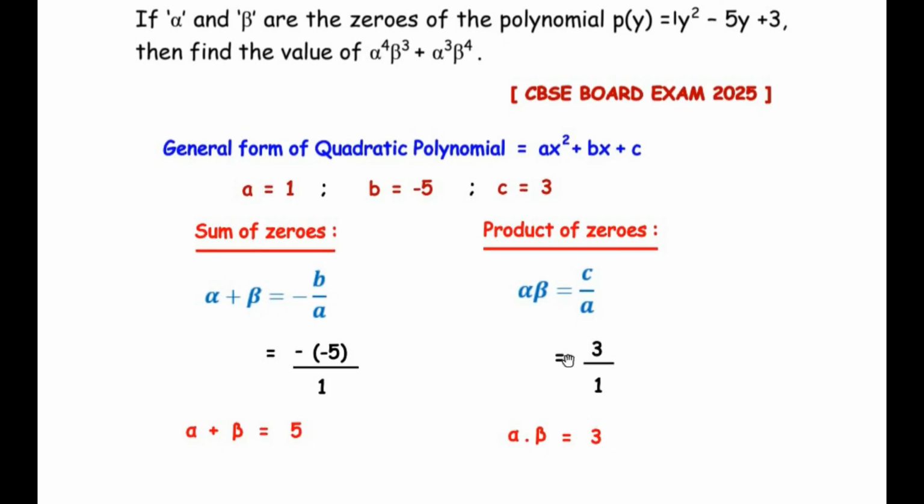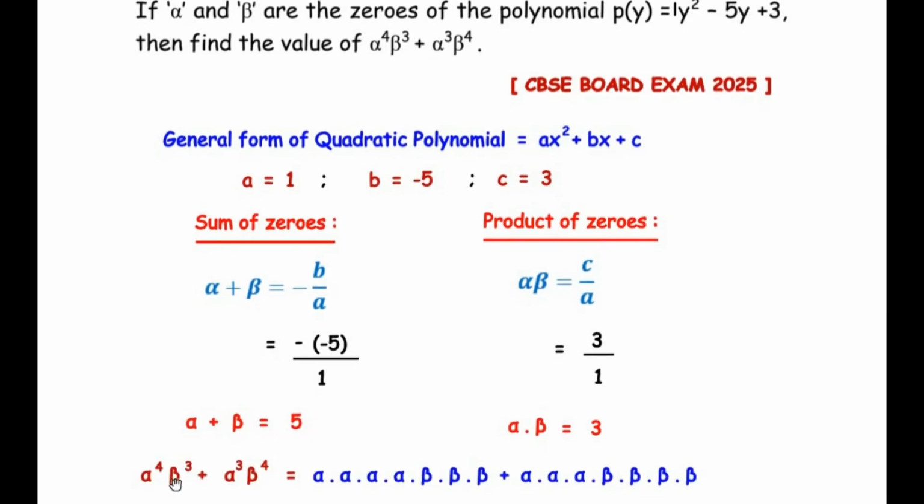Now once we have got this, let us focus on the given expression. Alpha to the power of 4 times beta cube plus alpha cube times beta to the power of 4 can be written as: alpha multiplied by itself 4 times, beta multiplied by itself 3 times, plus alpha multiplied by itself 3 times, beta multiplied by itself 4 times.